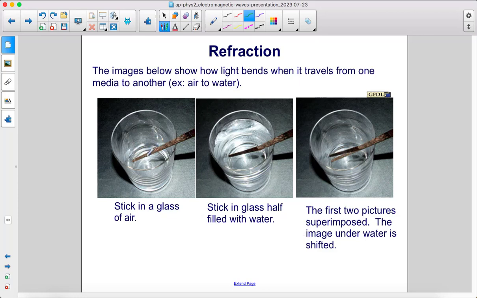Here is a picture of a stick in an empty glass. Here is a picture of that same stick, but now there's water in the glass. And this image is the first two images superimposed on top of one another, showing that the image is no longer in the same location as the original object.